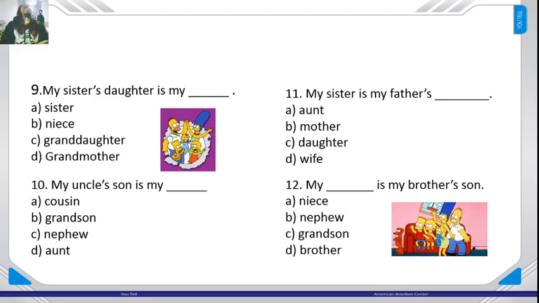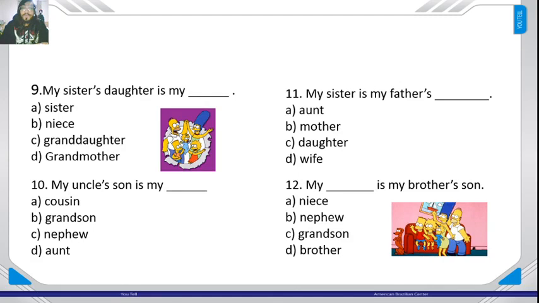Okay, guys, most of you are saying that the correct alternative is the letter A, cousin, and you are correct. So who said letter A in the number 10? You are correct. It's obvious because my uncle's son is my cousin. Então, de quem que é o filho que está falando ali? O son. É do meu tio. Então, o filho do meu tio is my cousin, o meu primo. Very good, students.